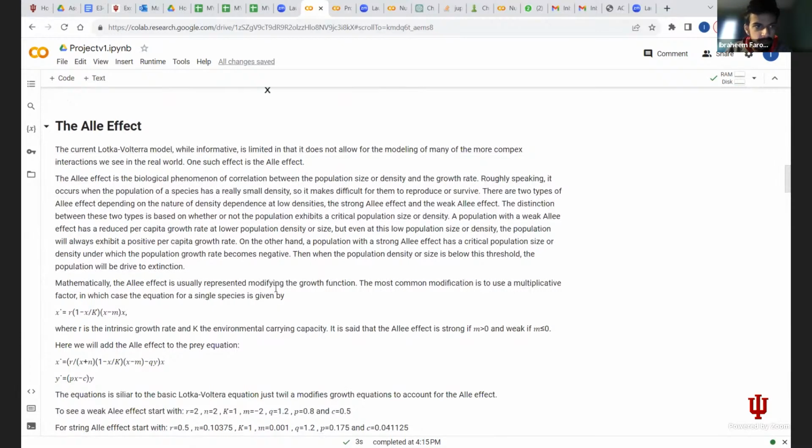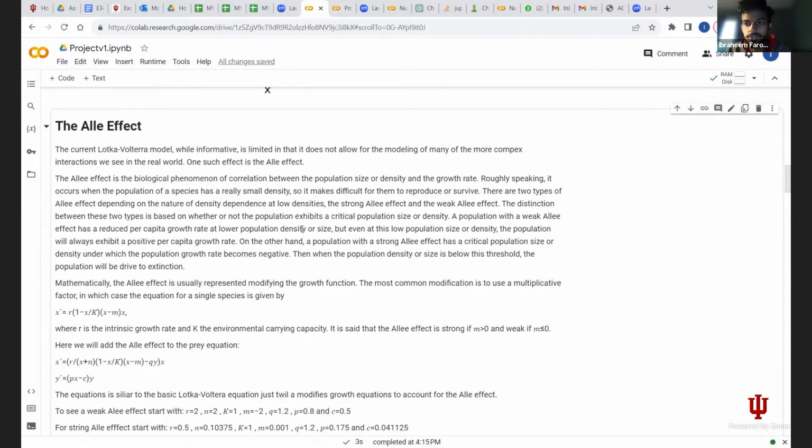So let's start adding some more complicated additions to this. One of the additions we can add is something called the Allee effect. The Allee effect is basically a biological phenomenon that correlates population size with the growth rate. Basically, if a population has a really small density, it is difficult for them to survive and reproduce because it's more challenging for them to interact with similar members of the species.